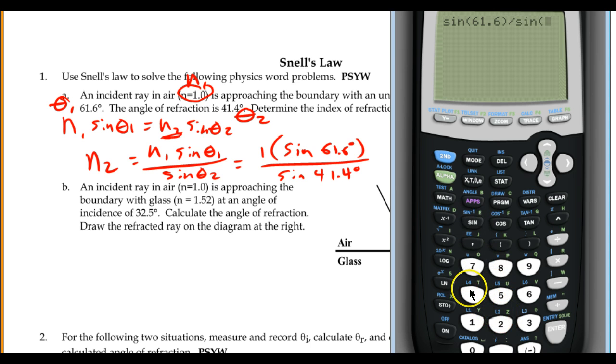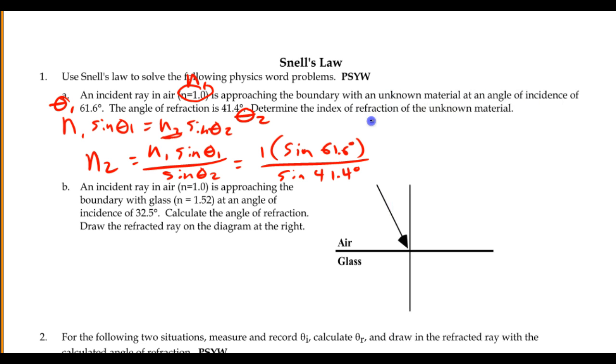Do be careful with your parentheses if you're using the TI family of calculators here. Don't forget to close that parentheses off right there. And that's 1.78. Let's see, we have two significant figures roughly here. It looks like maybe three. So 1.78 would be the index of refraction of the new material.